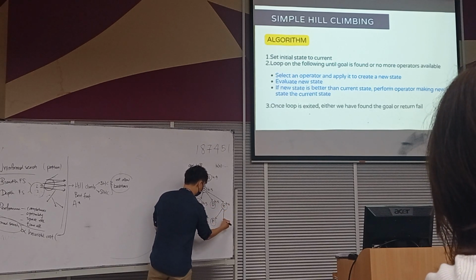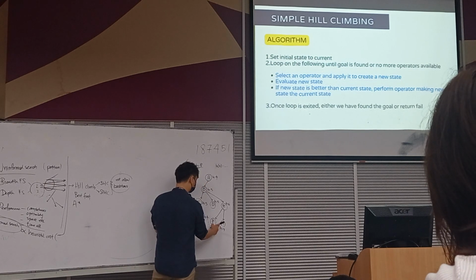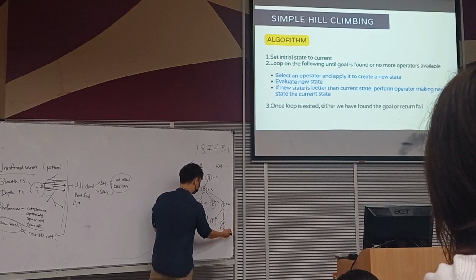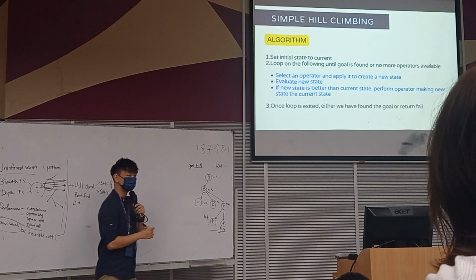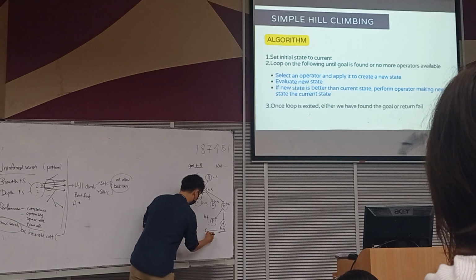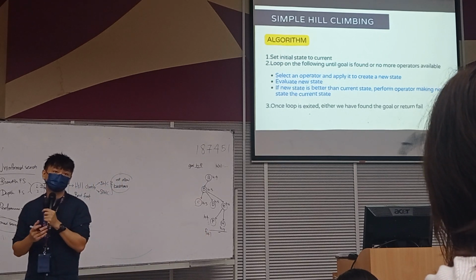Yes. Let's say H. We calculate. Let's say H equals 4, which is worse than E. So we go to another operation. Let's say there's no more operation here. We stop here. So, fail. This is the algorithm for simple hill climb.